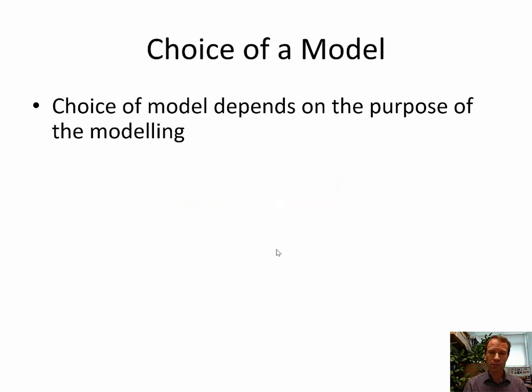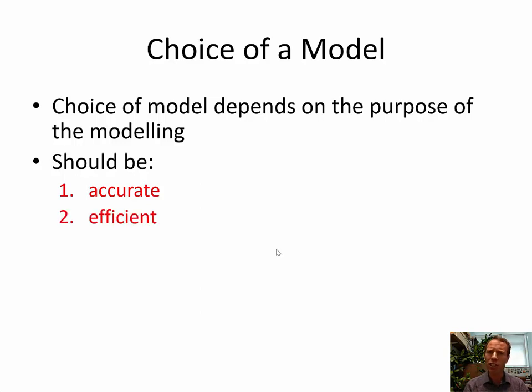When you choose a model, you've got to choose it depending on the purpose of the modelling. So you've got to ask yourself, why are you actually doing this modelling? What do you want to find out? And then you've got to choose a model which is appropriate for that. In particular, the model should be accurate for what you want to look at. There's no point in choosing a model which doesn't correctly reproduce something that you need it to reproduce.